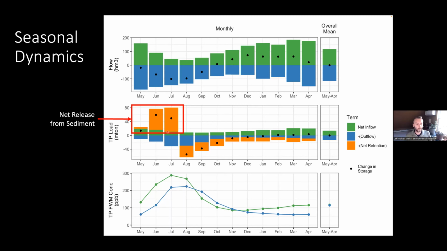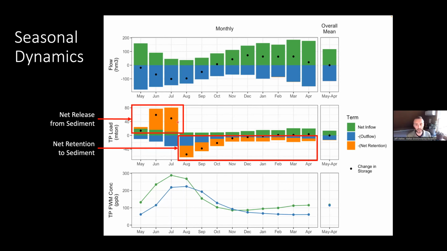And so this is really a major driver of the water quality in the lake, and also one of the major drivers of the cyanobacteria blooms. In August, those blooms begin to die and they settle out. And so we switch from a net release to a net sedimentation, which persists for the rest of the year.